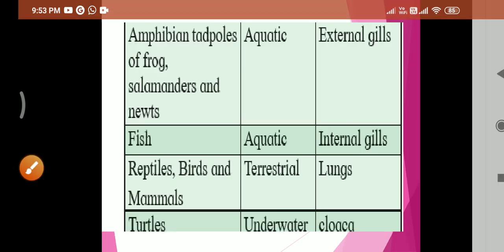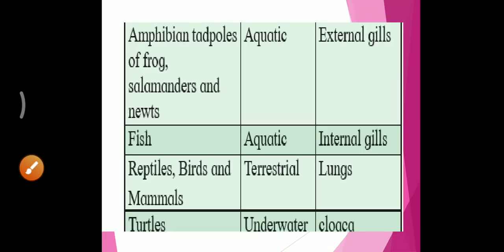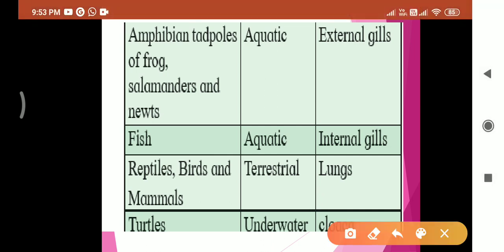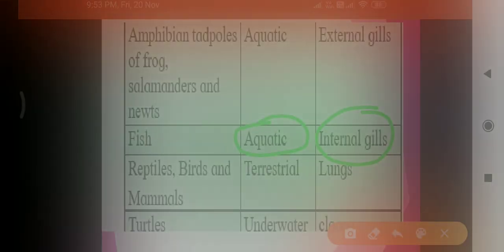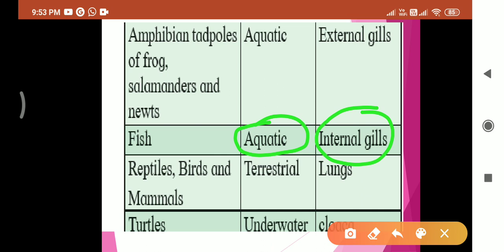Okay, so next slide, there are a few animals remaining, that is the amphibian tadpole frog. They are aquatic, and external gills are present. When you see the fishes, fishes are also aquatic, but they have internal gills. So external gills and internal gills. Internal gills are highly developed.